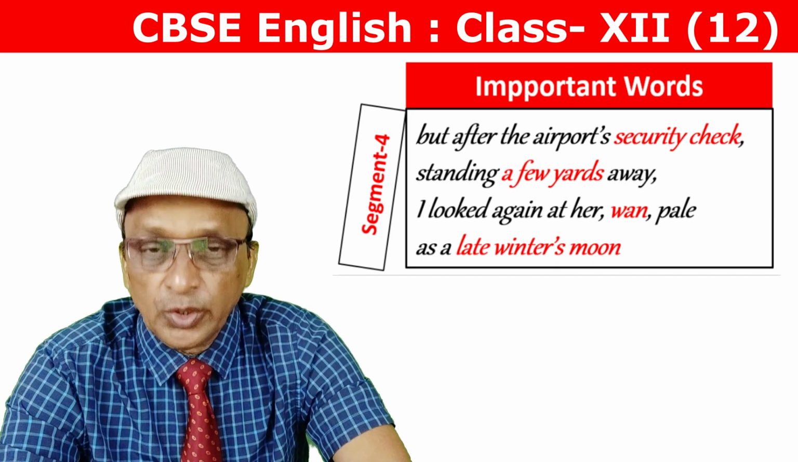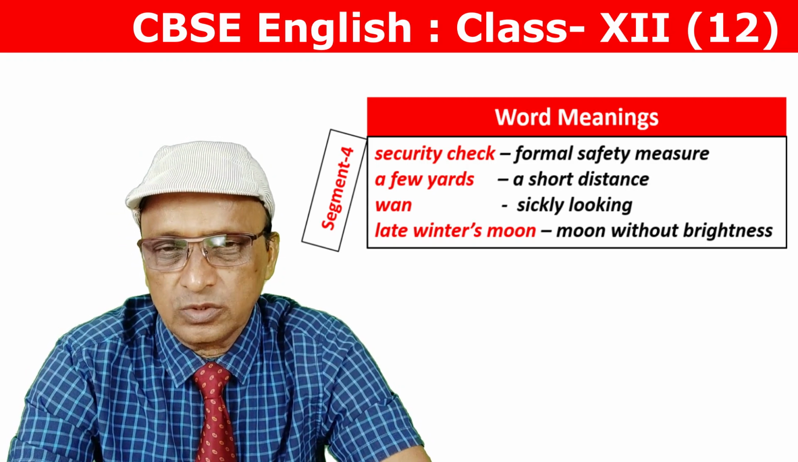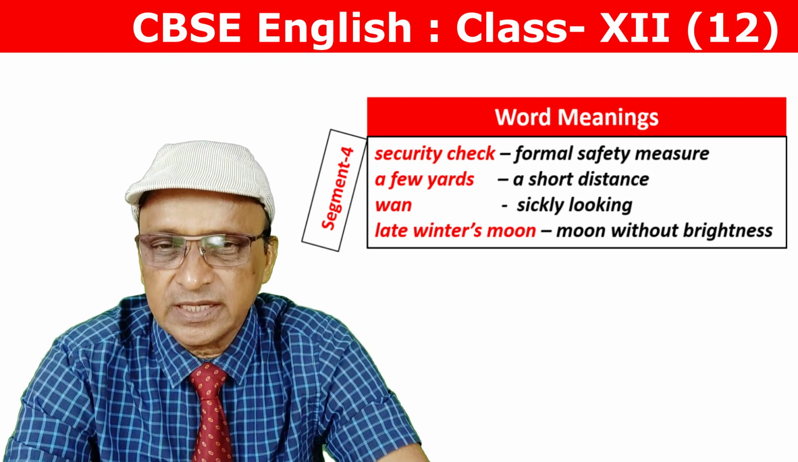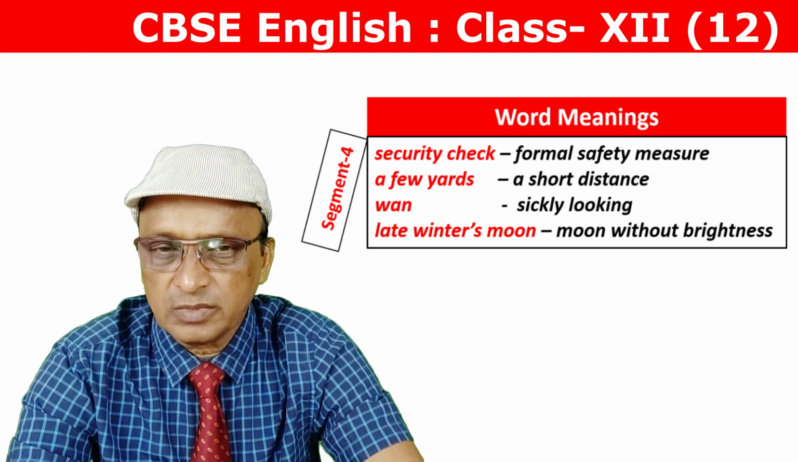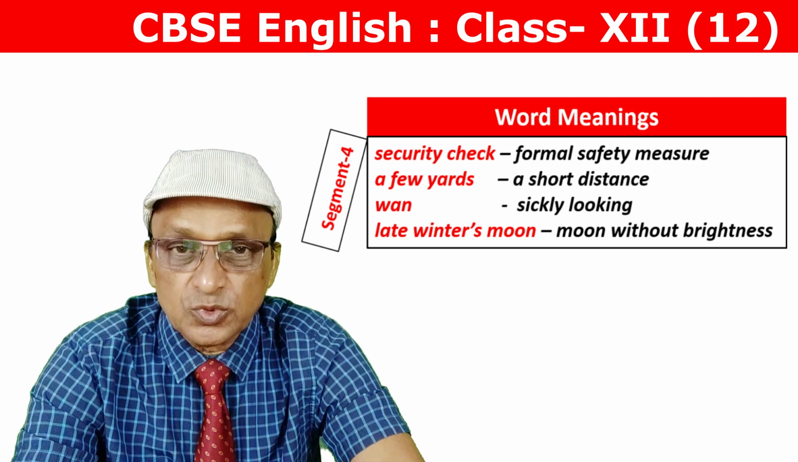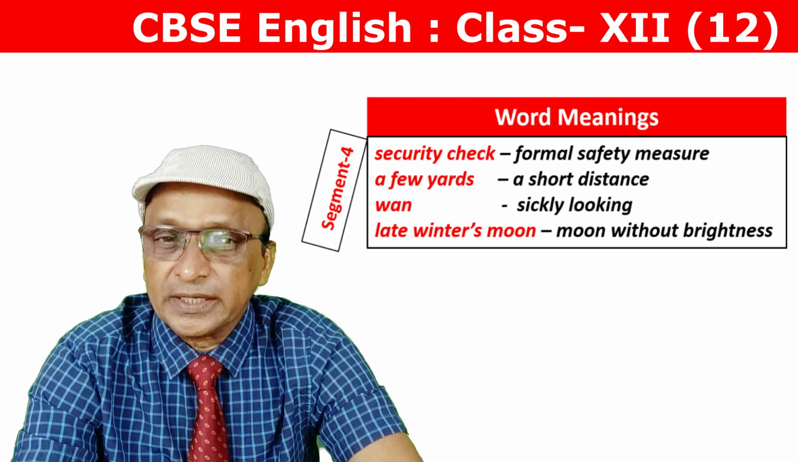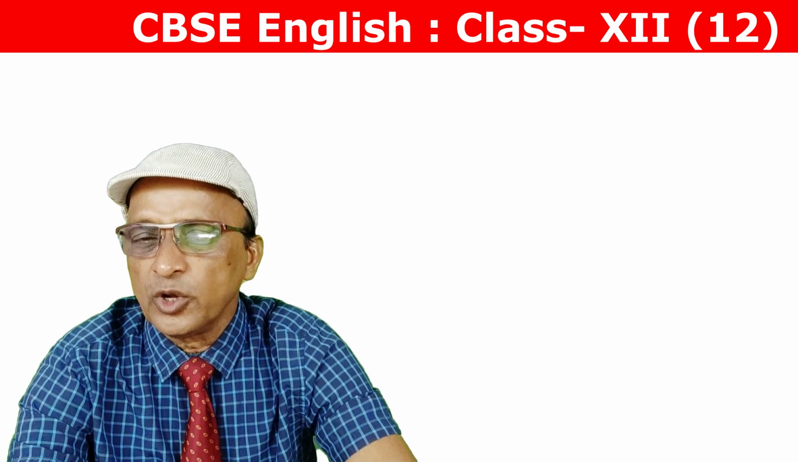Meanings are here. Security check means a formal safety measure. At the airport, a security checkup is conducted. A few yards means a short distance away. Wan means sickly looking, like a sick person. Late winter's moon means a moon without brightness. So what is the annotation? What is the easy meaning of this part of the poem?